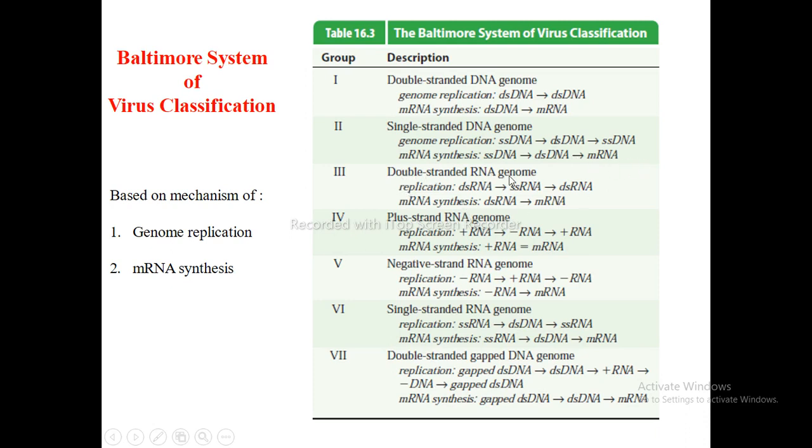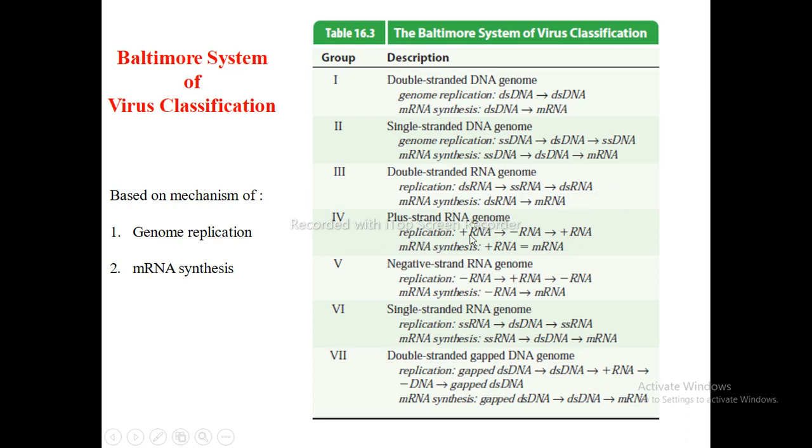Now the double-stranded RNA genome. You see here all the RNA species are there: RNA, RNA, RNA. For replication, double-stranded RNA gets converted into single-stranded RNA, and then it gets copied, replicated as double-stranded RNA. So no DNA intermediate here. For mRNA synthesis, double-stranded RNA goes to mRNA directly.